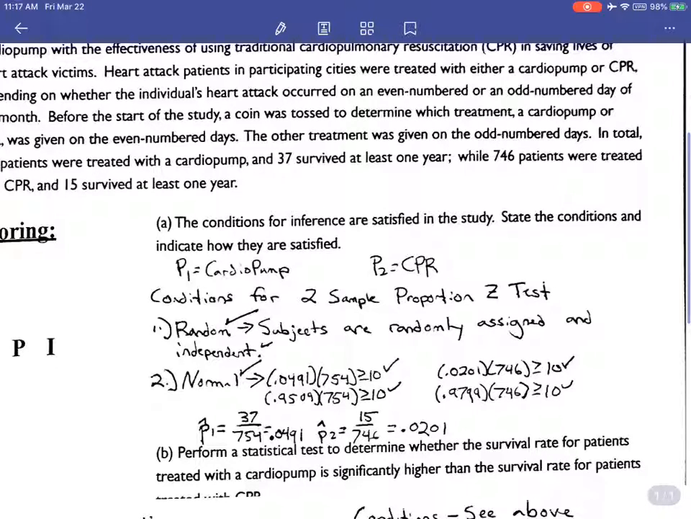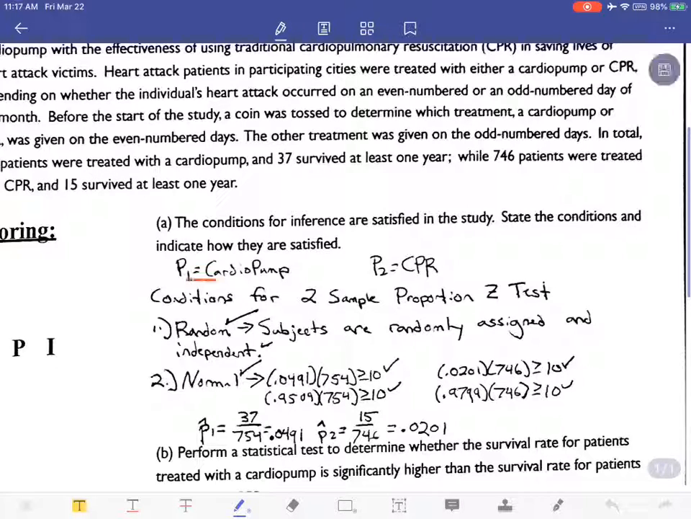So the first thing I want to do is define my parameters so I know what p1 and p2 represent. p1 represents the survival rate for people that had the cardiopump treatment, and then p2 represents the survival rate for the sample that had the CPR treatment.